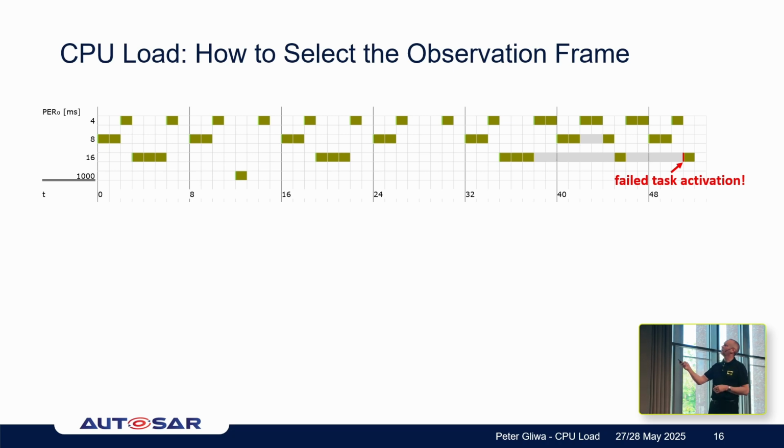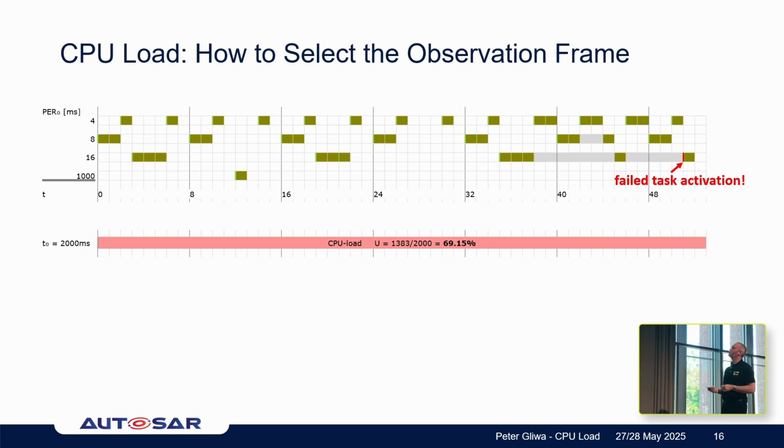So here in this case, 1000 cannot be divided by 16, but 2000 can. So TO equals 2 seconds. Let's go for that one. And we calculate a CPU load of 69.15%.